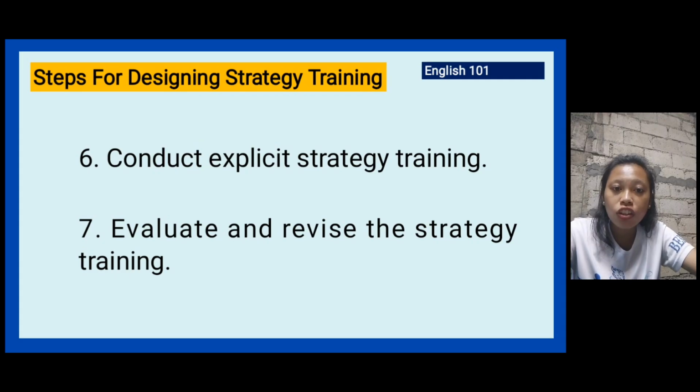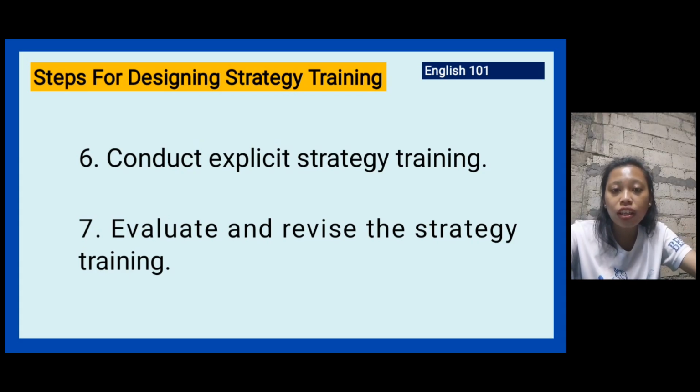Next is evaluate and revise the strategy training. Okay, after teaching, check if the strategies help students learn better and make changes if needed. Example, the teacher asks students for feedback and notices they still struggle with applying strategies, so she adjusts the next lesson for more practice.